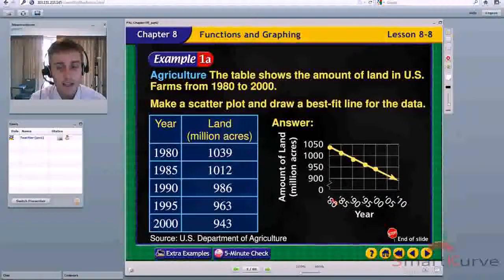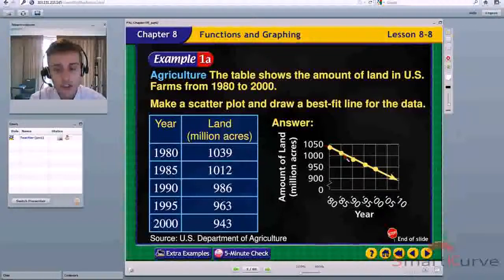In 1980, we put the point right here for 1039. In 85, the point is right here above the 1000 mark for 1012. In 90, for 986, it's right below the 1000 mark. In 1995, for 963, it's right above the 950 mark. And for 2000, it's right here for the 940.